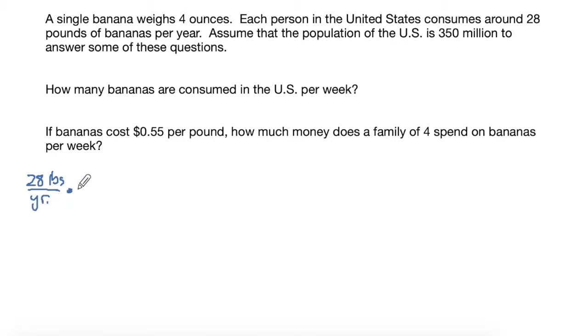And what I need to do right off the bat is this relationship between pounds and ounces has to be reestablished. So we're going to get rid of pounds and convert it into how many ounces per year. And we talked earlier that this is 16 ounces per single pound. Alright, so now this will be ounces per year.